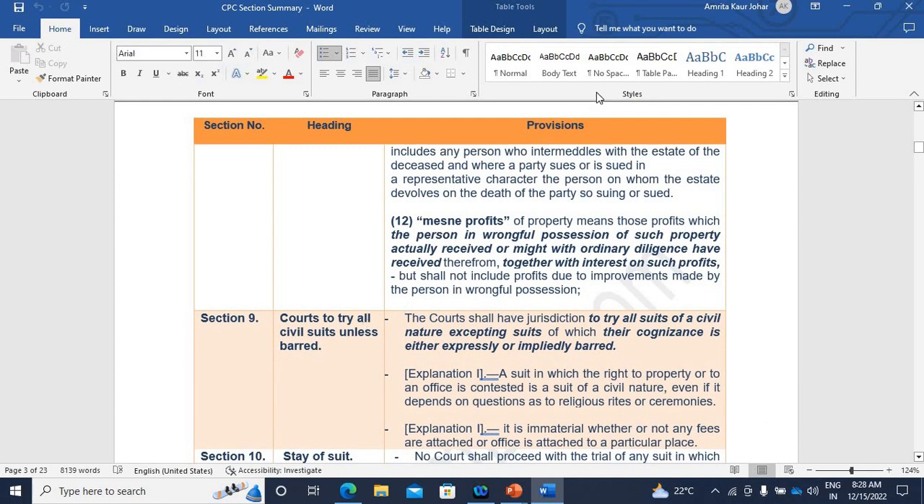Mesne profits is talking about the profits which the person in wrongful possession of the property has actually received, but he has to give all those profits back to the rightful owner once the possession has been returned back and court makes an order for that.